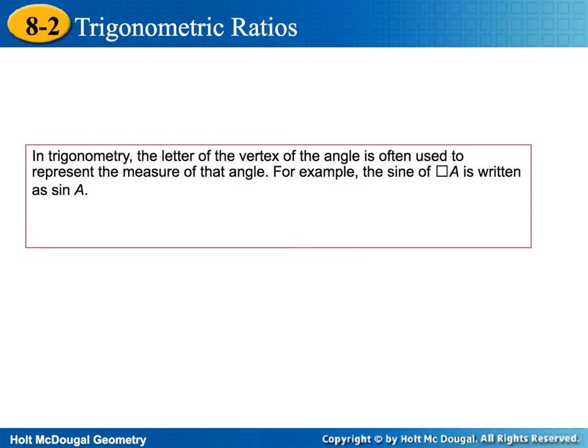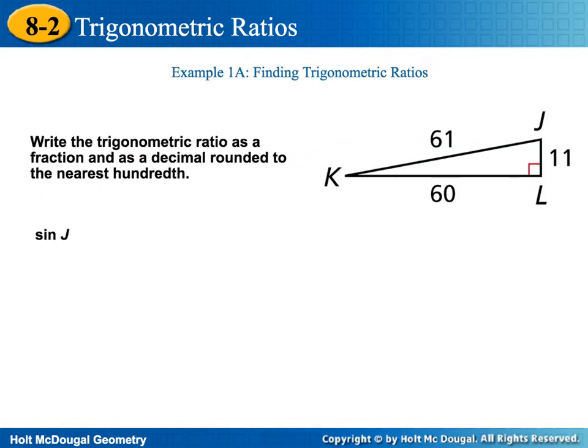All right, in trigonometry, the letter of the vertex of the angle is often used to represent the measure of that angle. For example, the sine of angle A is just written as sine A. You don't have to worry about writing the word angle and all that stuff. You can just write sin A. All right, write the trigonometric ratio as a fraction and as a decimal rounded to the nearest hundredth.